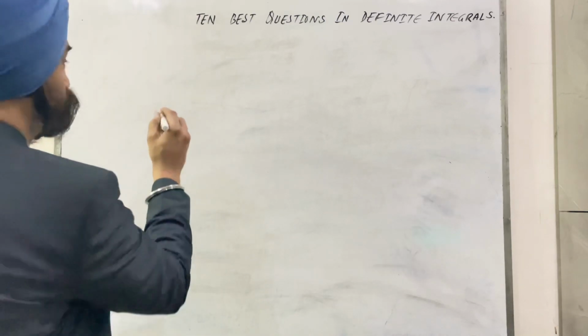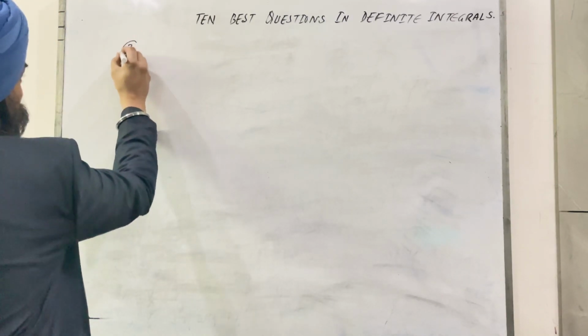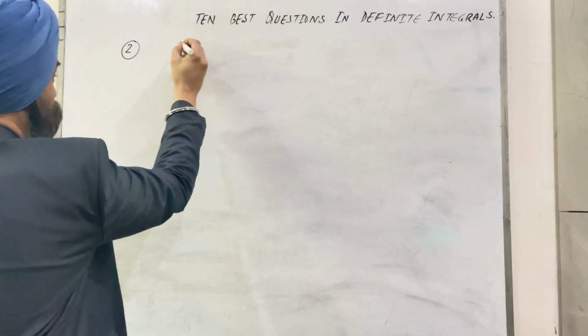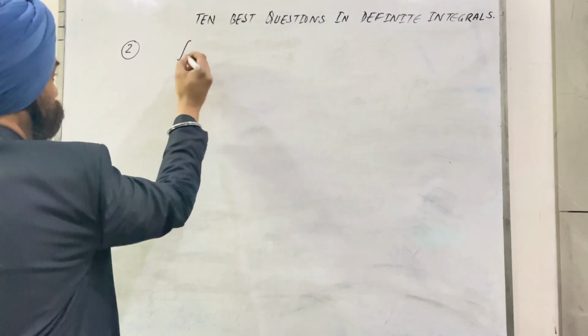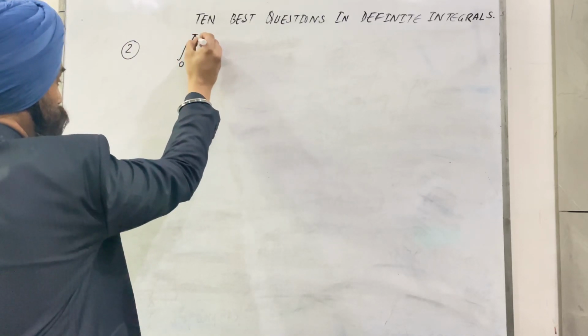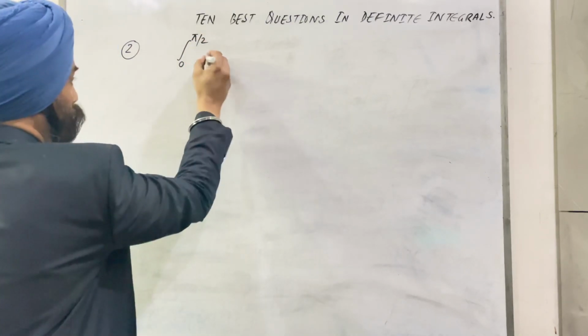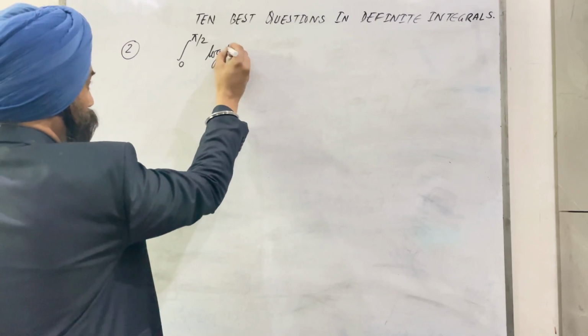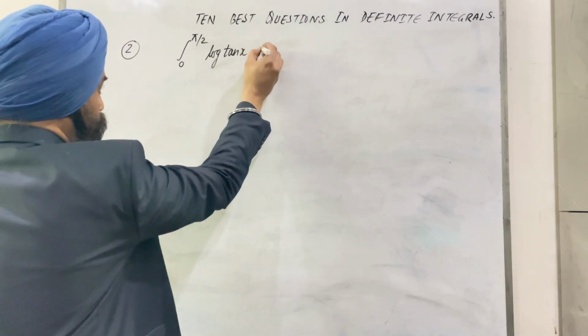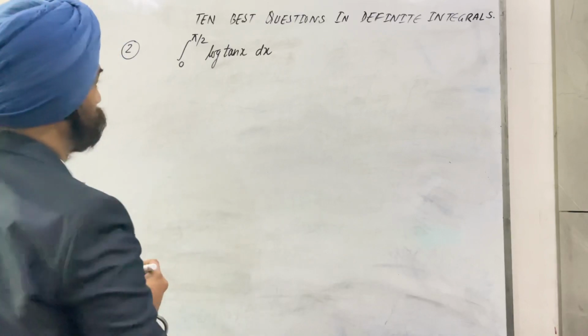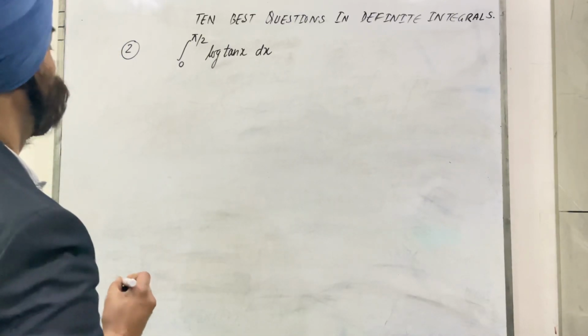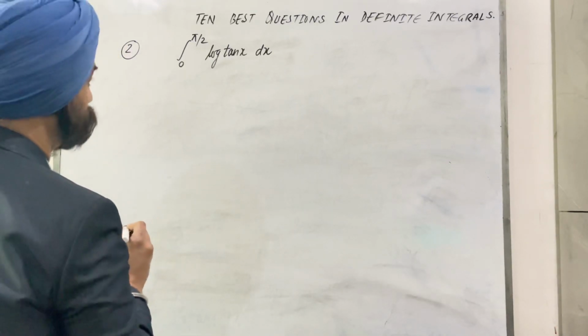Let's look at the second question. We have to evaluate the definite integral from 0 to pi by 2, with lower limit 0 and upper limit pi by 2, of log tan x dx. It's an easy question, but of course requires your attention.